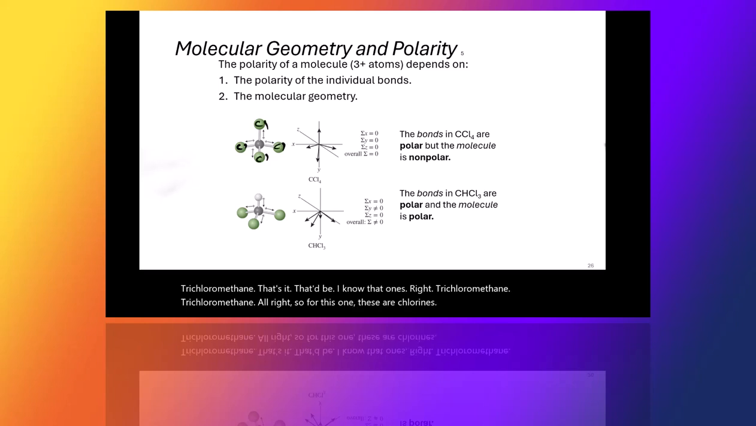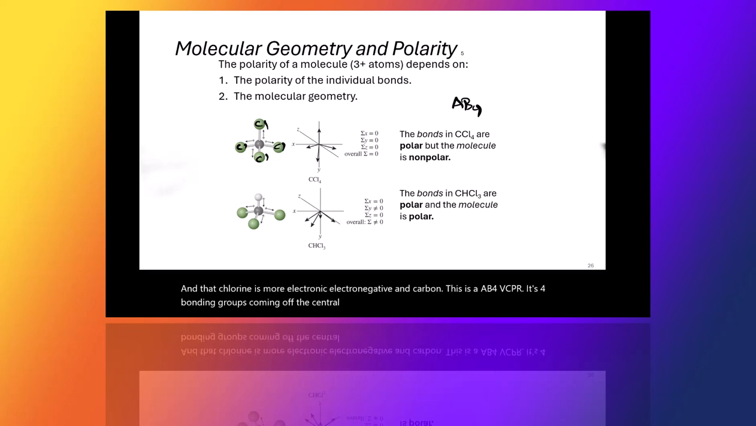And you know that chlorine's more electronegative than carbon. You know this is an AB4 VSEPR. It's 4 bonding groups coming off the central atom, so it's tetrahedral. So that's what we have here, 109.5 degrees between a chlorine, a carbon, and the chlorine. So 109.5. And again, what's happening here, all these forces cancel each other out.